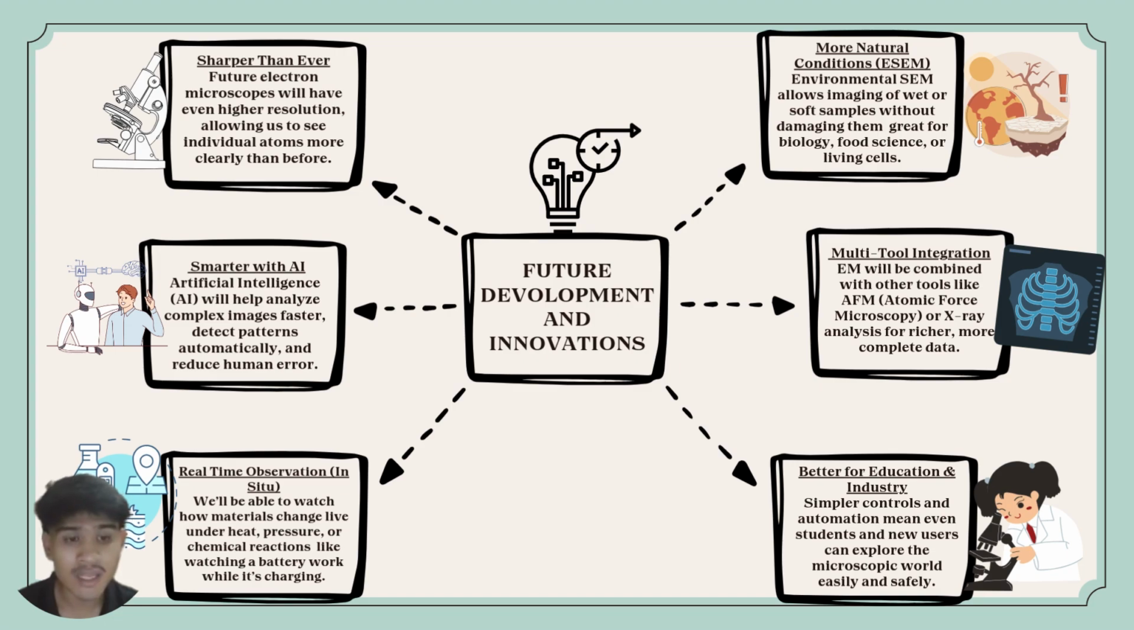Artificial intelligence, or AI, will help us analyze complex images faster, detect patterns, and reduce human error. There will be multi-tool integration where electron microscopes are combined with tools like AFM or X-ray analysis for better and more complete data. We will also be able to do real-time observation, watching material change under pressure or heat, like observing a battery as it charges. Lastly, microscopes will become more accessible with simpler controls that allow even students and new users to explore the microscopic world more easily and safely.